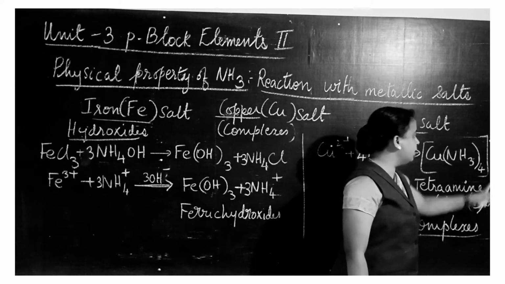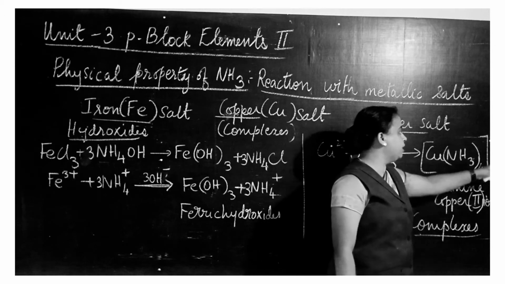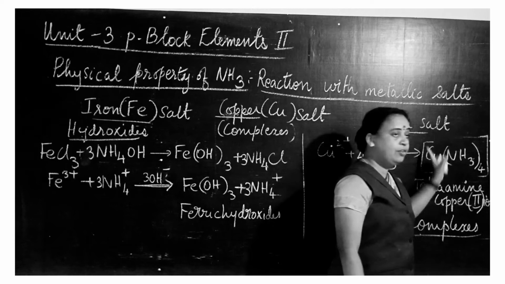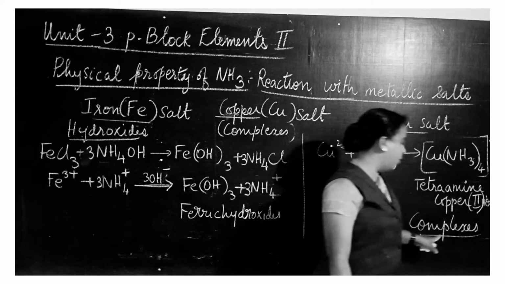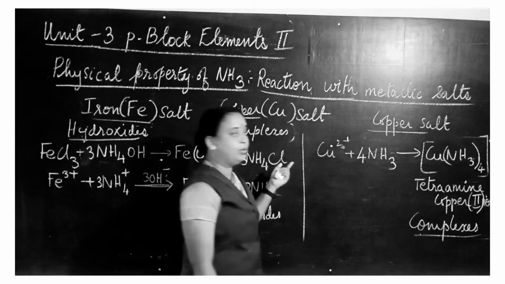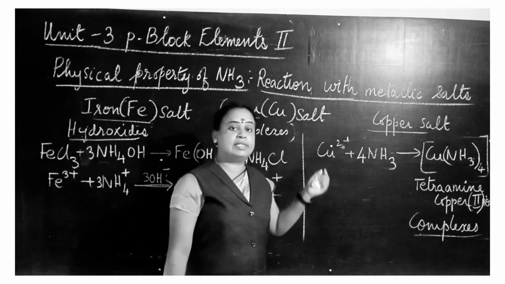Copper 2. So 2 is nothing but the oxidation state of this complete complex, that is 2 plus. So it is tetraamine copper 2 ion. It is in the ionic form because a charge is there. So this is the coordination complex which is obtained when ammonia reacts with the metallic salt.